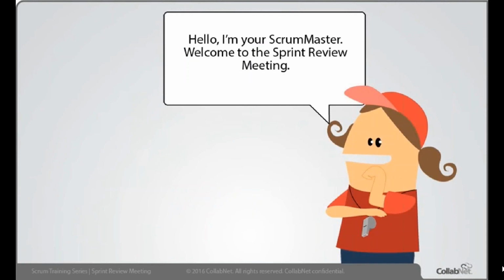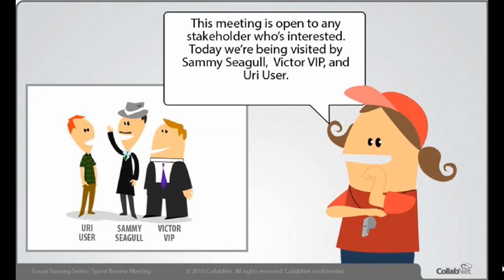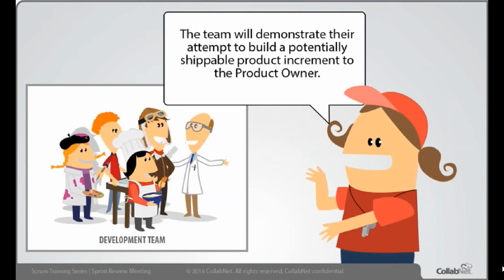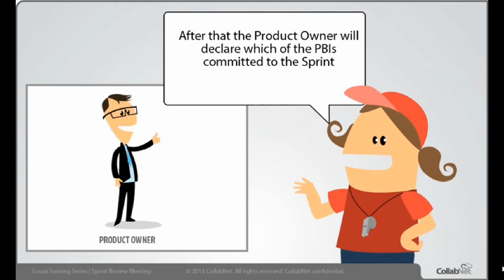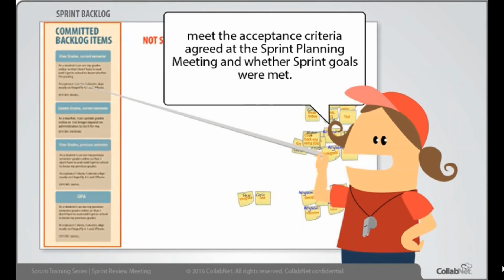Hello, I'm your Scrum Master. Welcome to the Sprint Review meeting. This meeting is open to any stakeholder who's interested. Today we're being visited by Sammy Seagull, Victor VIP, and Yuri User. The highlight of every Sprint Review meeting is a live product demonstration. The team will demonstrate their attempt to build a potentially shippable product increment to the product owner. After that, the product owner will declare which of the PBIs committed to the sprint meets the acceptance criteria agreed at the sprint planning meeting and whether sprint goals were met.